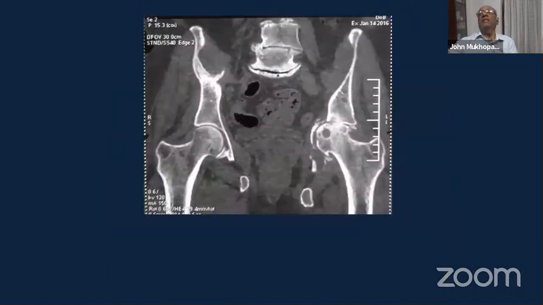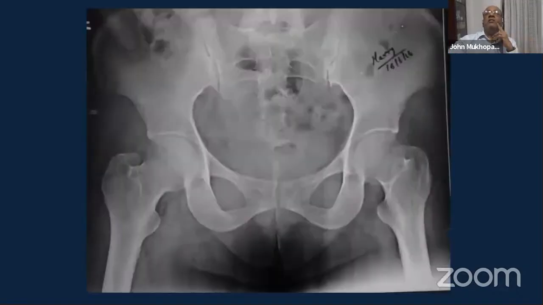Okay, and again, the CT scan showing you that this is really related to this acetabular fracture. You can see now the secondary osteoarthritis. The other hip is perfectly normal. So I think you have to be able to do the appropriate investigations to diagnose the fracture. So this is another patient. This was treated by us. This is a young lady.